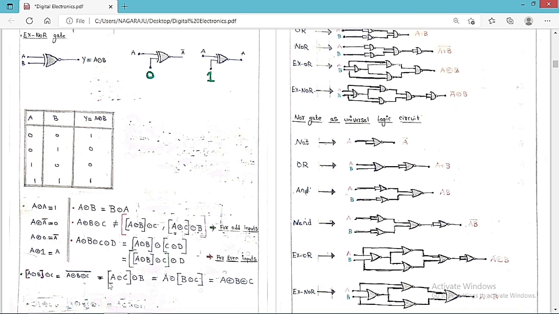So this is a very important expression, and this is always a condition. We can say clearly this is a very important condition. It is not possible for odd inputs; it is possible only for even inputs.